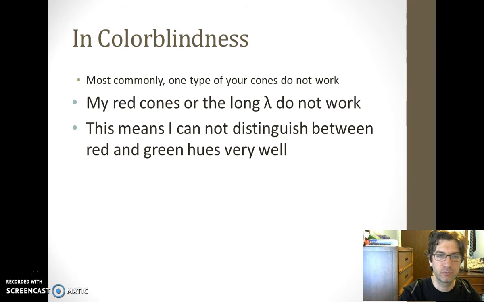My red cones don't really work too well, so I can't pick up on those long wavelengths. This means I can't really distinguish between red and green hues, because green would be the medium one. When they get hit, my green ones pick it up, thinking that, hey, it's a medium wavelength, because my red ones really don't work, so I see something, but it's really just my green ones that pick it up. So they call this red-green color blindness, and I only see hues of these colors.